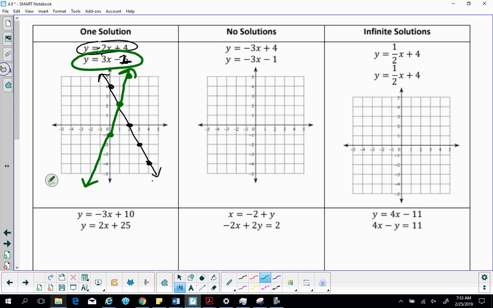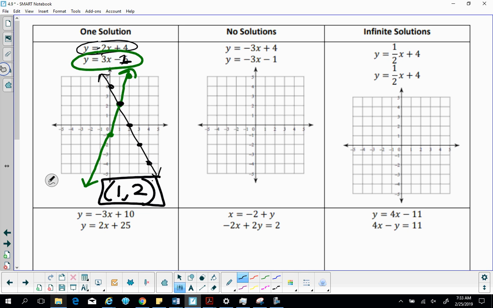Your solution is where they meet. So what would our solution be here? Beautiful. 1. So the x-coordinate's 1. The y-coordinate's 2. So this would be an example of one solution, like we've been doing, right? So if you get a point as your solution, that's one solution. They touch once.